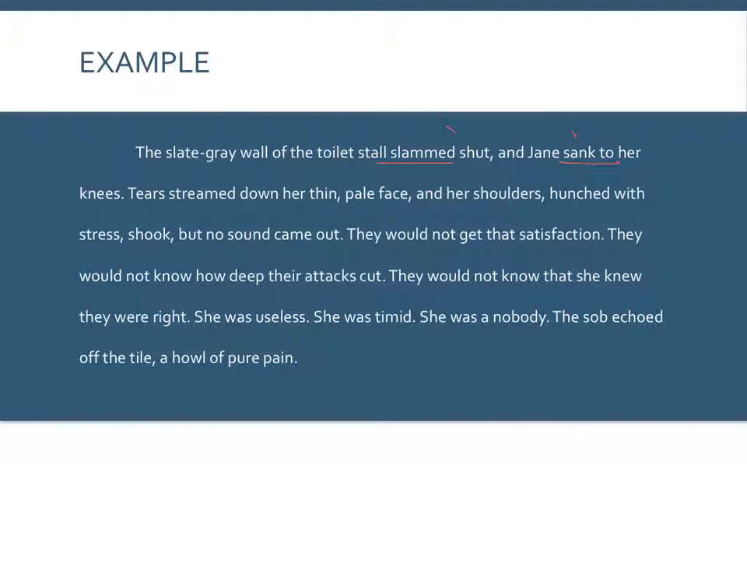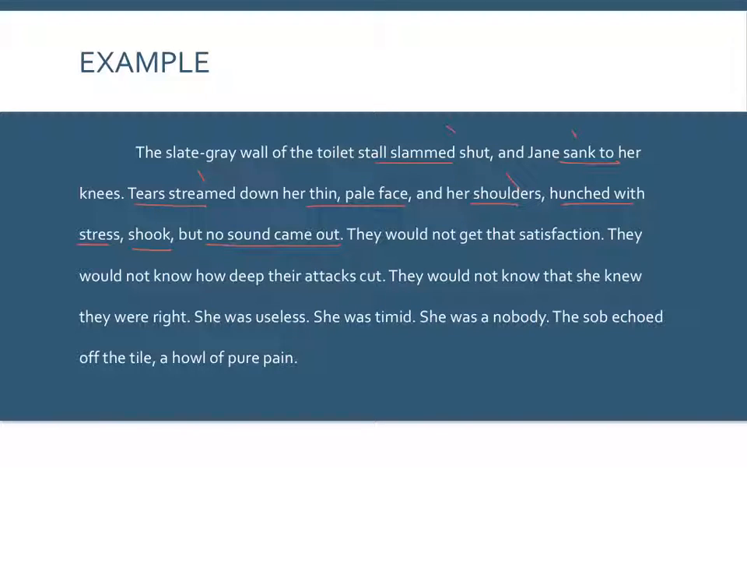Tears streamed down her thin, pale face, and her shoulders, hunched with stress, shook, but no sound came out. So the tears streaming and her shoulders shook. Both of those verbs are, again, indirect, showing us just how upset she is. But I'm also starting to work in some direct characterization so the reader can see her. She has a thin, pale face. Her shoulders are hunched with stress. This is direct characterization about what she's physically doing. And we're building that in to help paint a more vivid picture of what's going on.